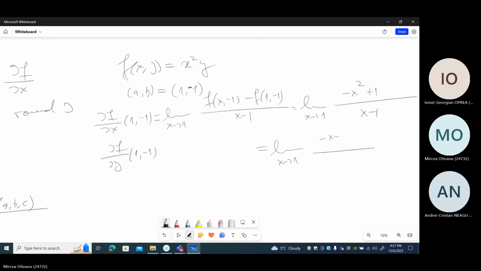by x minus 1, yes. So here we simplify by, we need to change the sign, of course. So I shall put here plus plus. Okay, so that is 2. So the partial derivative should be minus 2, yes.